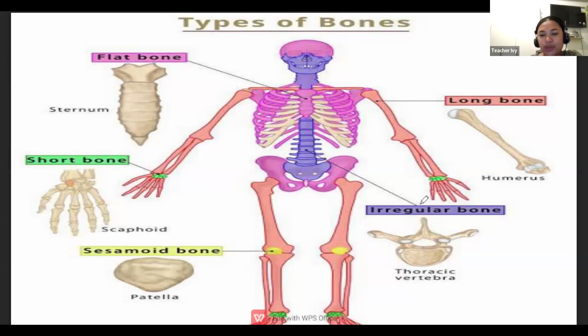What about we go back to Mark? Mark, what do you call this? What's the name of this bone in your hand that is considered a short bone? Can you now remember, Mark, the name? Scaphoid. Now again. Scaphoid bone.